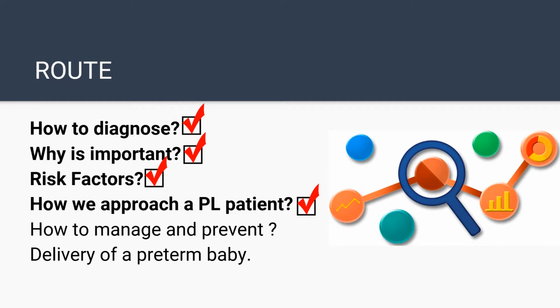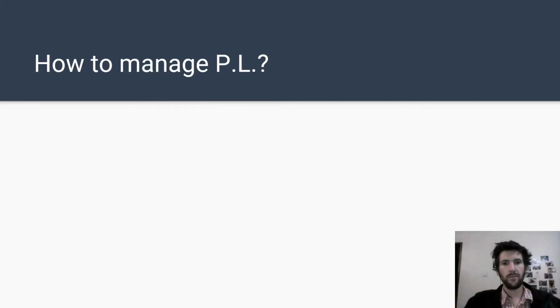Well, so now we have seen how to diagnose, why it's important, the risk factors, and the approach for these patients. And we're going to talk about the most important part of the presentation, in my opinion, that is how to prevent and how to manage this pathology in order to save these newborns. So now that we have seen how to diagnose, we're going to check the most important thing, that is how to manage preterm labor.